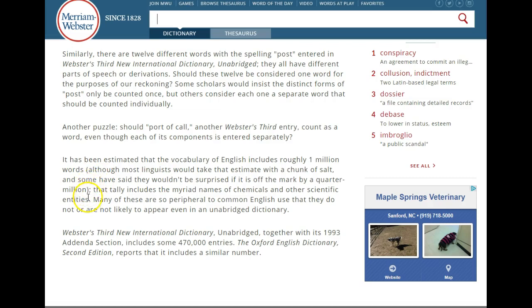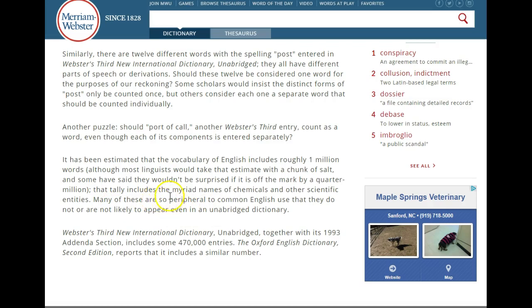And then I got down here. Many of these are so peripheral to common English use that they do not or are not likely to appear even in an unabridged dictionary. So 2 words right here that I'm not 100% sure of what they mean in this context. I mean, if somebody said, I saw that out of my peripheral vision, I would understand what that means. Your peripheral vision is the vision out of the corner of your eye. But I don't know what it means here.